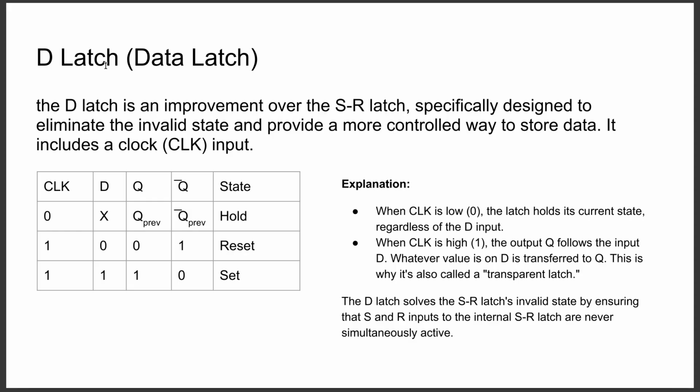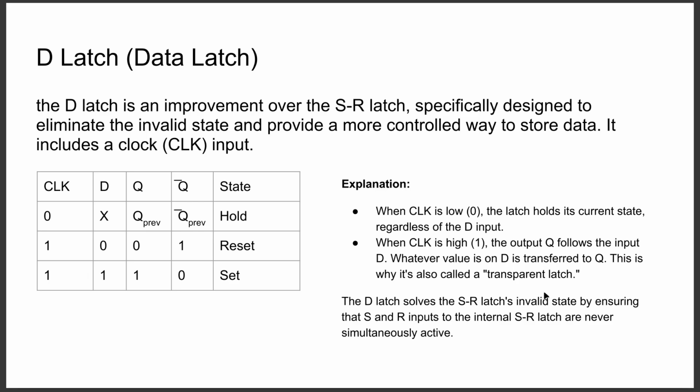A data latch, or D-latch. The D-latch is an improvement over the S-R latch, specifically designed to eliminate the invalid state and provide a more controlled way to store data. It includes a clock input. So when the clock is low, the latch holds its current state, regardless of the D input. When the clock is high, the output Q follows the input D. Whatever the value of D is transferred onto Q. This is why it's called a transparent latch.